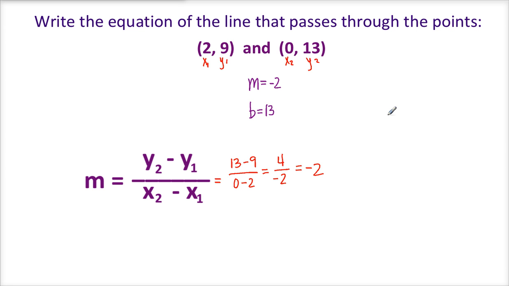So in the equation y equals mx plus b, I replace the m with -2 and b with 13. And it looks something like that. This is the equation of the line that passes through these 2 points.